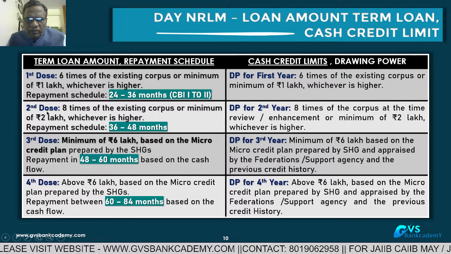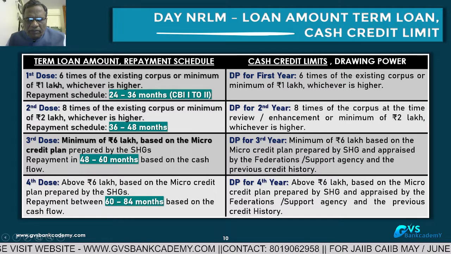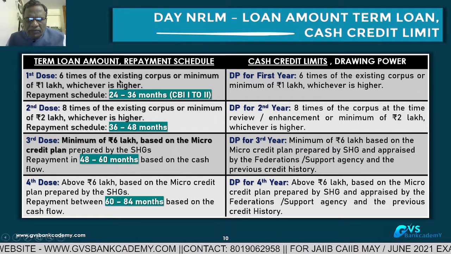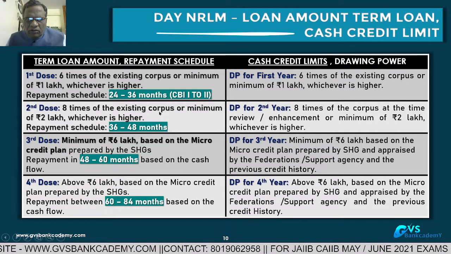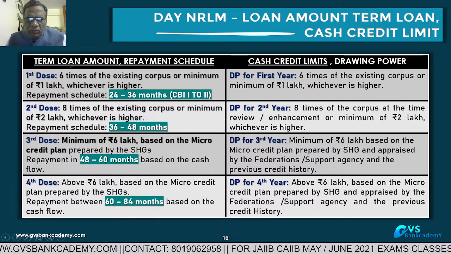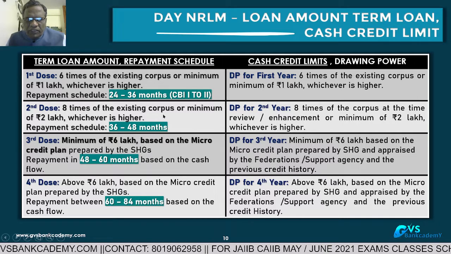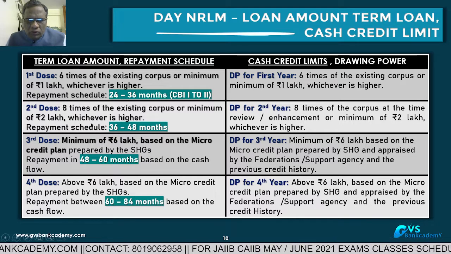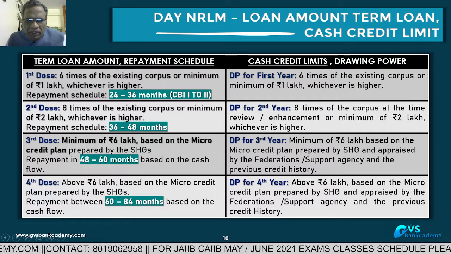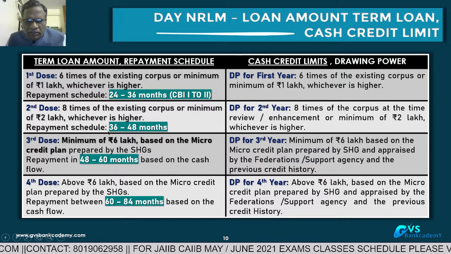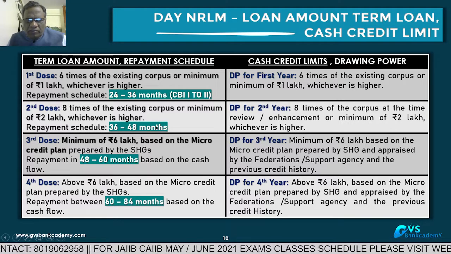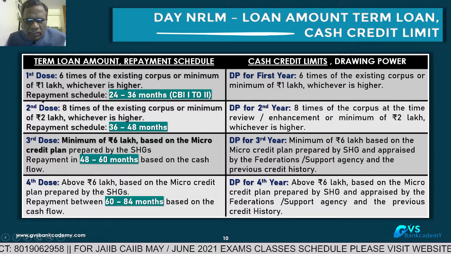Second dose loan. After closure of the first dose, they are eligible for the second dose. For the second dose, the SHG group members are eligible for 8 times of their corpus in that account or minimum 2 lakhs, whichever is higher. The repayment period of the second dose loan is 36 to 48 months.